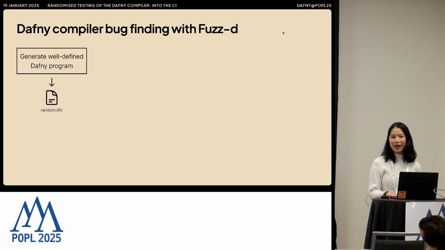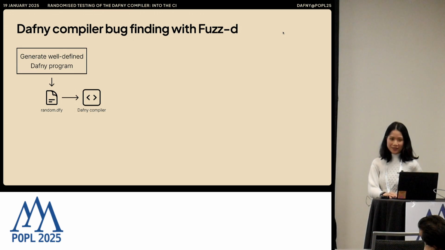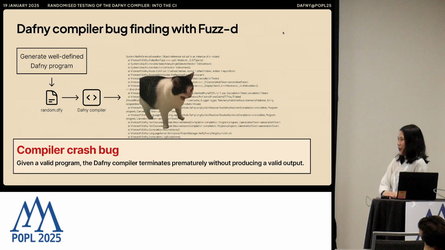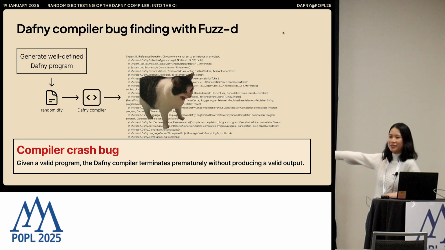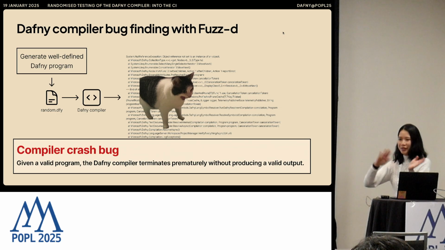I'll tell you a little bit about how fuzz-d works and the type of bugs that it can find in the Dafny compiler. So fuzz-d always starts with generating a well-defined Dafny program. It will then try to pass that to the Dafny compiler. And at this point, we have an opportunity to find one type of bug, and that is called the compiler crash bug. So given a valid program, the Dafny compiler would just terminate without producing any valid output. It might come with error messages like that. If we find that, we would keep that test program, put it in a pile somewhere, and then we'll start again by generating another program in hope of finding more bugs.